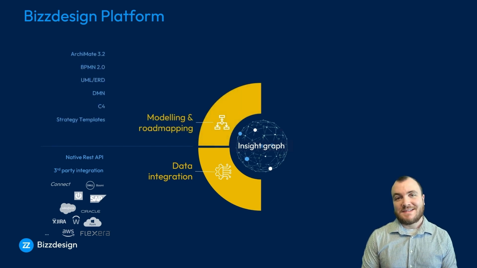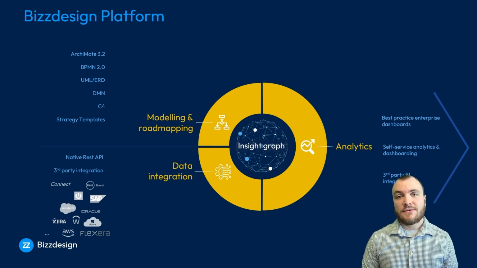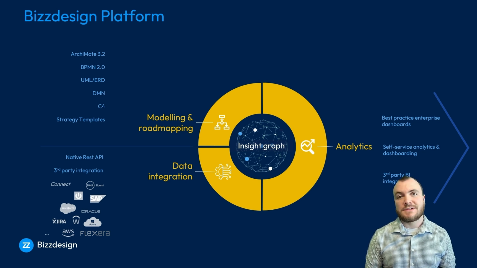Once we have that data in the system, we can start to model out what our current state and maybe our future state looks like within Bizzdesign, and we can roadmap that out. We have a number of standard modeling notations available within Bizzdesign. ArchiMate, BPMN, C4, these are all notations that we support, and we have others as well. Once we have a good capture of what our current state looks like, or even some future state scenarios, we can actually start to aggregate that data and roll it up into stakeholder-friendly dashboards.